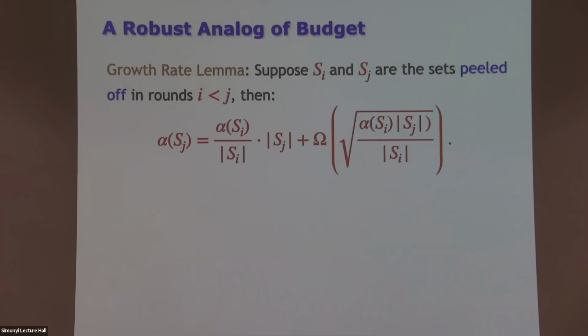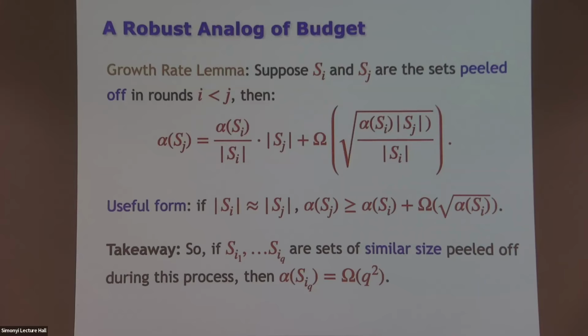And so with this established, the key lemma to bound the number of iterations in our preceding algorithm is the following growth rate lemma. Imagine that you've peeled off sets Si and Sj, in some rounds i less than j. The claim is that it satisfies this kind of messy looking recurrence. But let's simplify it. Let's imagine that Si and Sj are in fact the same size, and then magnitude Si is approximately equal to magnitude Sj.